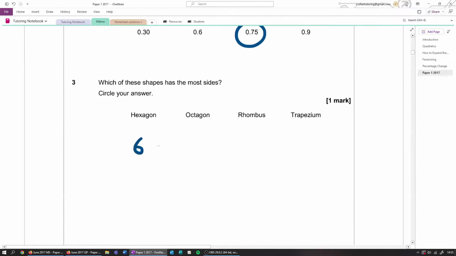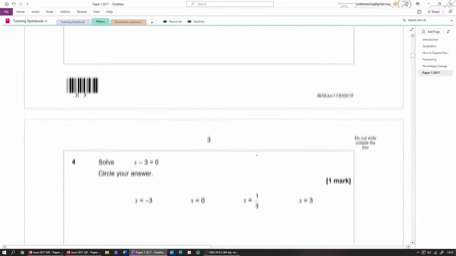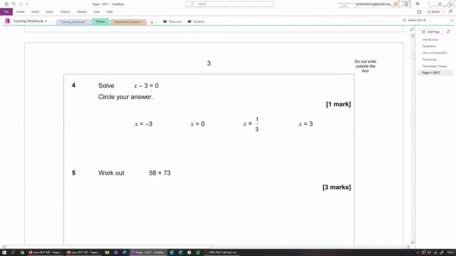Well, hexagon has 6, octagon has 8, a rhombus, that is just some general one with 4 sides, and a trapezium looks like this, and so we will have 4. Kind of looks like a gold bar. So the answer here will of course be octagon, with the most sides being 8. And I like to remember that as hex, well, it's 6, and it makes me think of the word hive, because bees build their hives in hexagons, and octagon, octopus, 8.